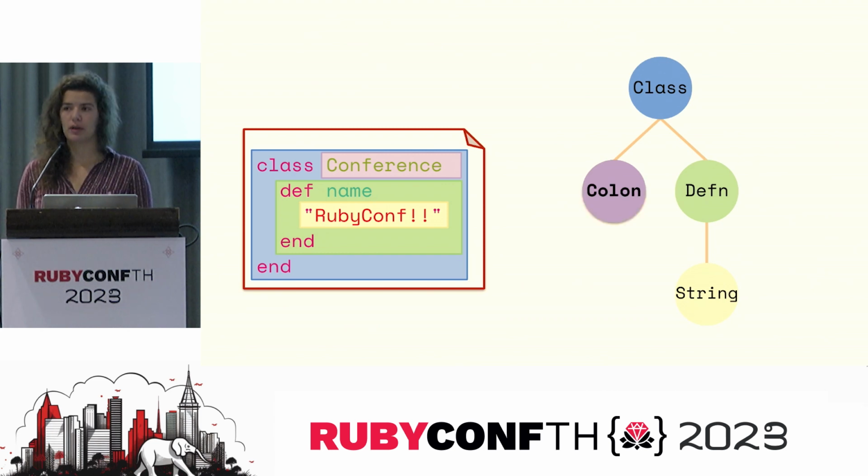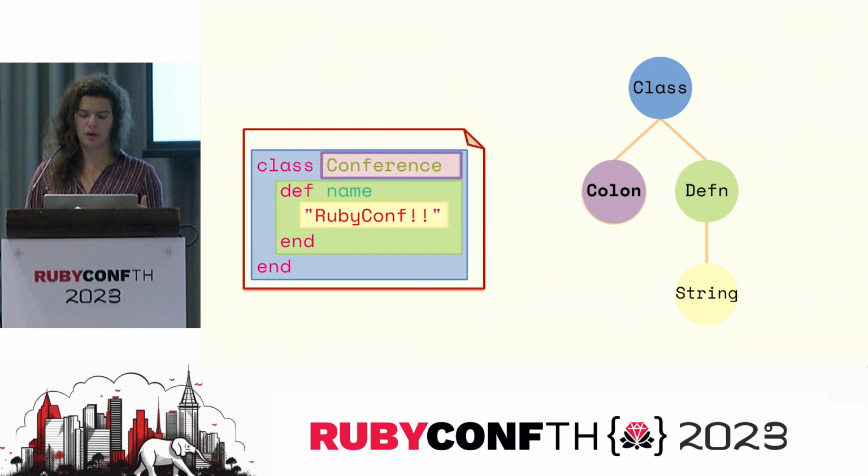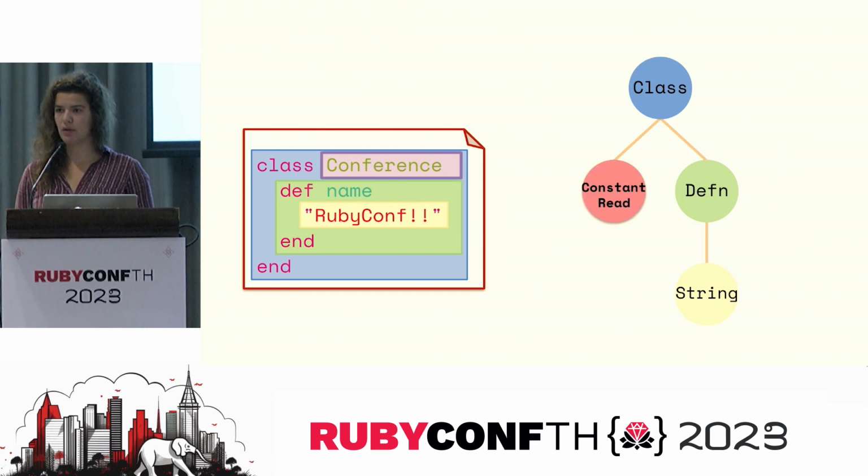So one other small difference just from this little snippet, if you ran it through Prism, is instead of a colon node, you would get a constant read node, right? Because there's this constant and you're reading it. But otherwise, the node names are pretty much the same, and what they contain in this example are pretty much the same.